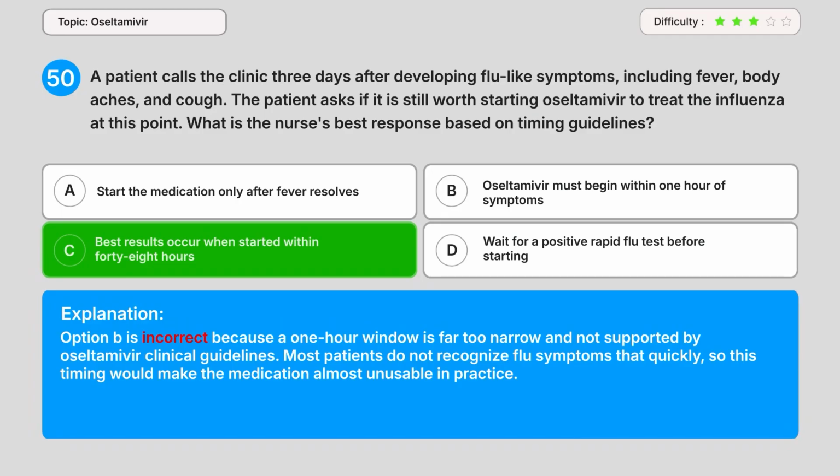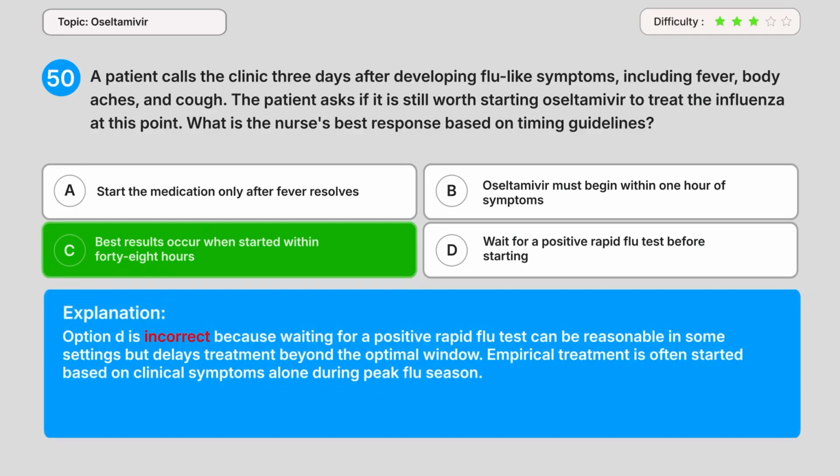Most patients do not recognize flu symptoms that quickly, so this timing would make the medication almost unusable in practice. Option D is incorrect, because waiting for a positive rapid flu test can be reasonable in some settings, but delays treatment beyond the optimal window. Empirical treatment is often started based on clinical symptoms alone during peak flu season.